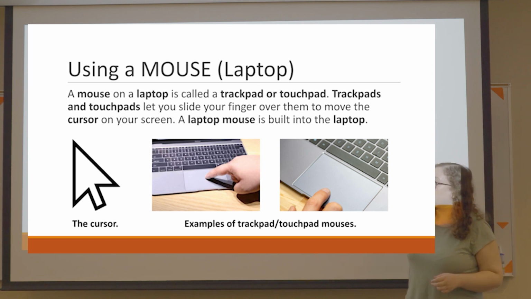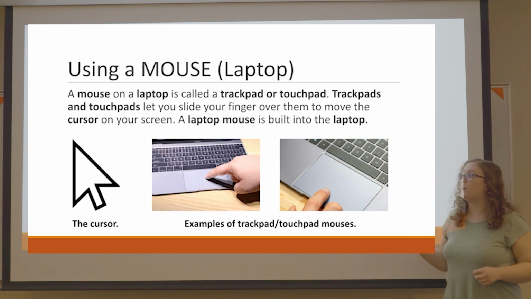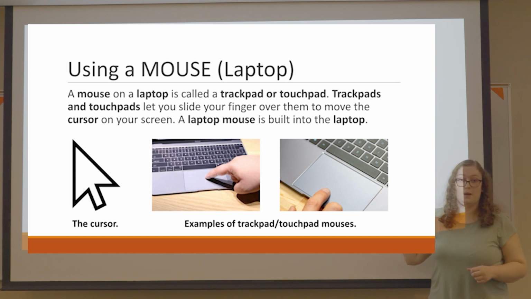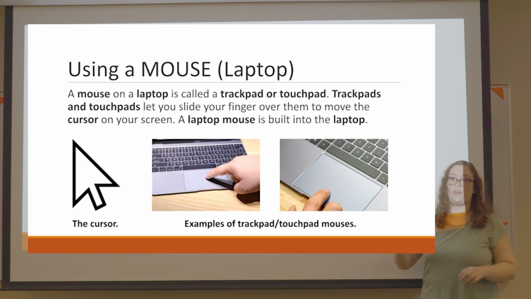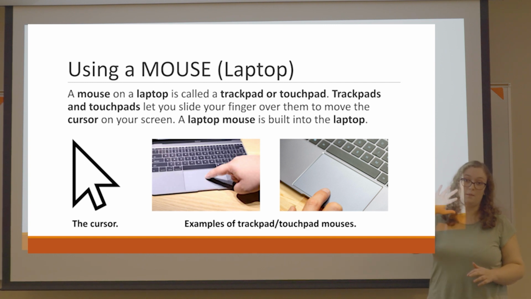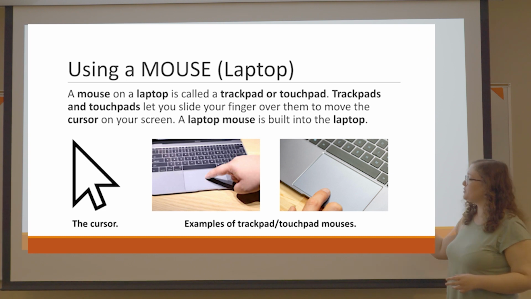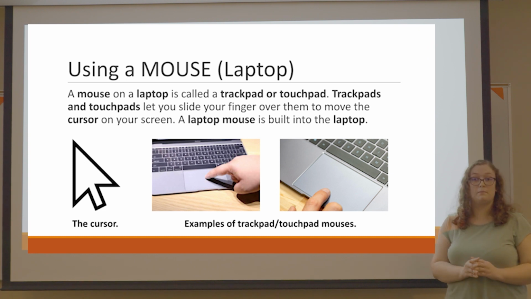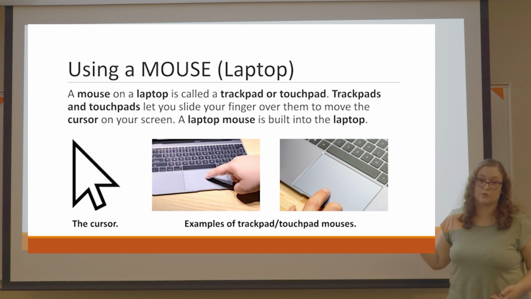So the cursor is your point on the screen where you are. So for example, if you slide your finger over the mouse, that cursor will move and it will go to wherever you slide your finger. So if you slide your finger up, that cursor is going to move up on your screen. And these are examples of trackpad and touchpad mouses, which are commonly found on a laptop, where you'll be able to slide your finger over this box area, and that's how your cursor will move.